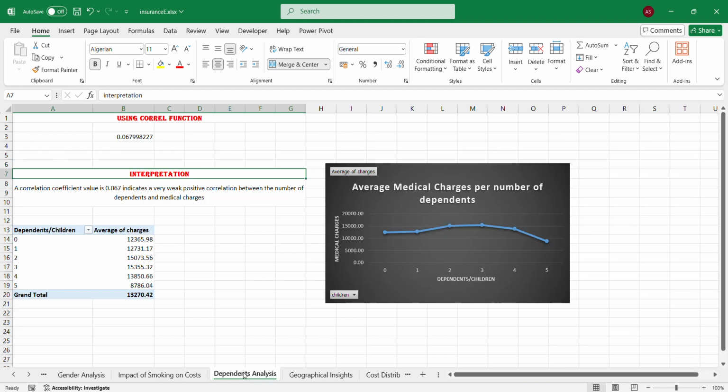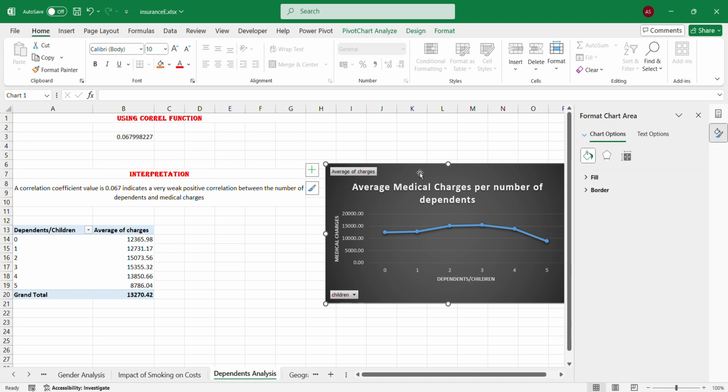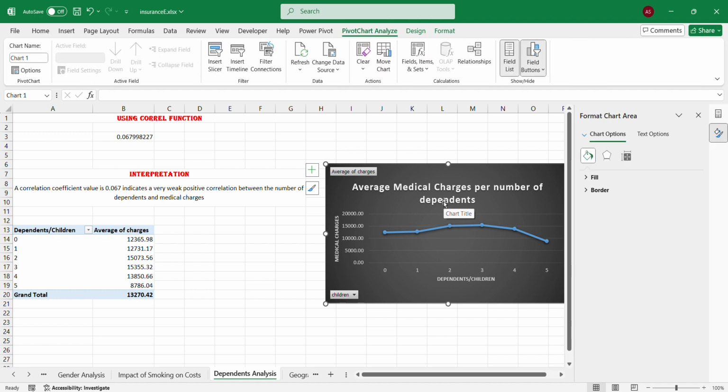Then the next one is the dependents analysis, using a pivot table on the basis of children. As you can see on the chart, on the basis of dependents, there is an average of charges, and the family that has three children has more average charges than the others.